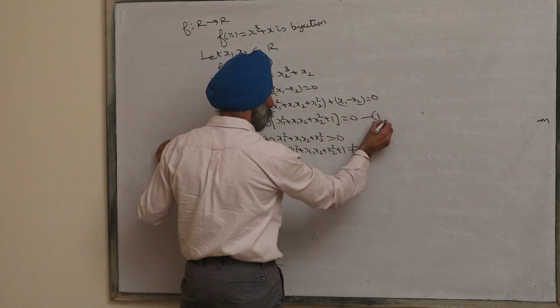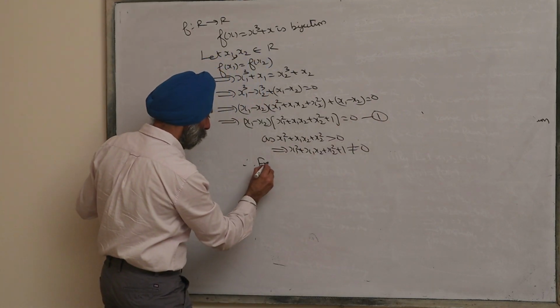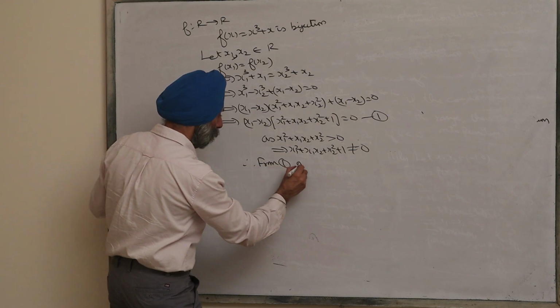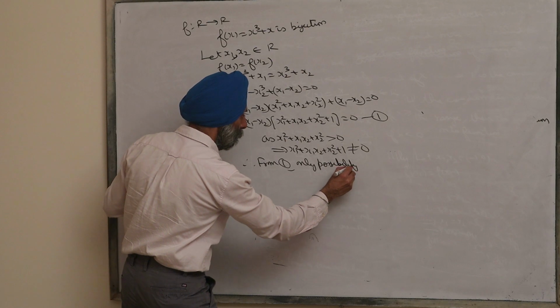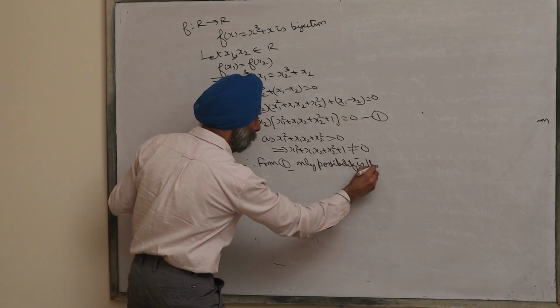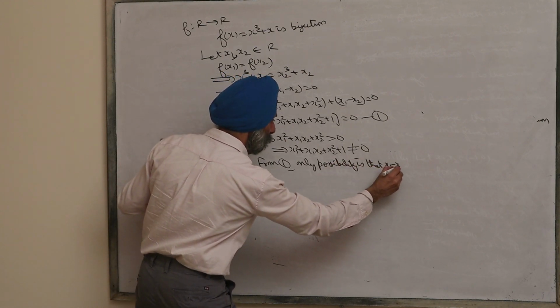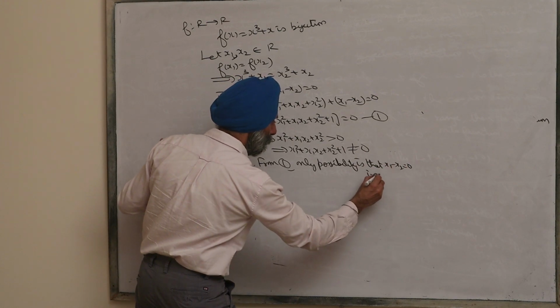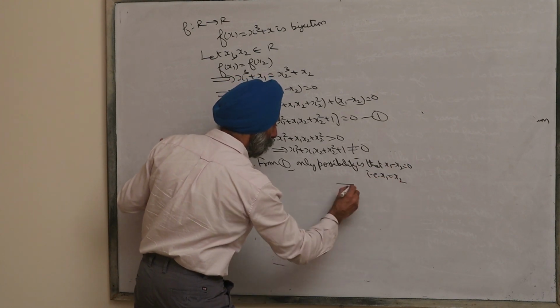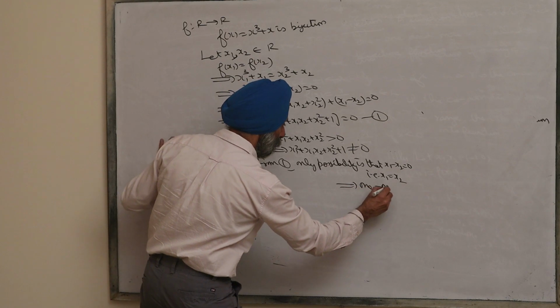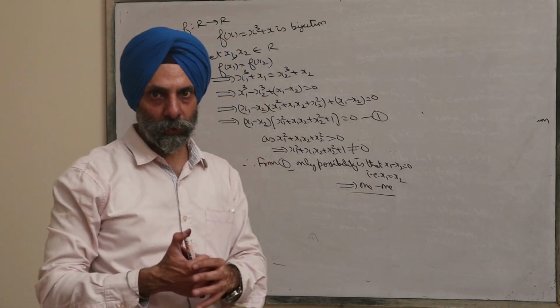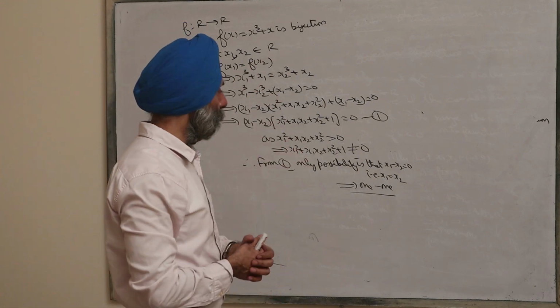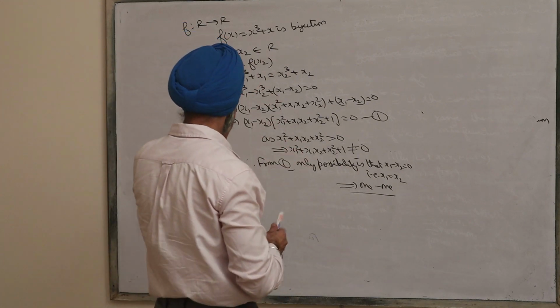So therefore, from the first, the only possibility is that x1 − x2 = 0, that is, x1 = x2, which implies that this function is 1-1. So you have to do all these steps to show that this function is a 1-1 function.